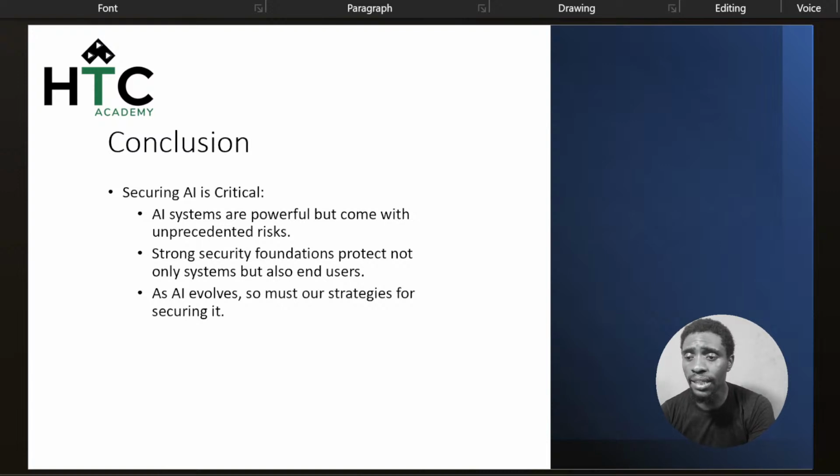Then, in conclusion, AI systems are powerful, but come with unprecedented risk. It's quite important that we understand that security should be a foundational concept in the AI system development lifecycle. We need to protect the AI systems, and not only the systems but also the users, because there are ethical concerns, and that's another area we need to focus on.